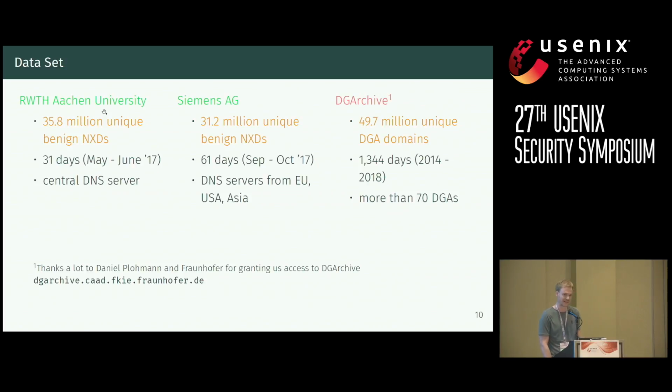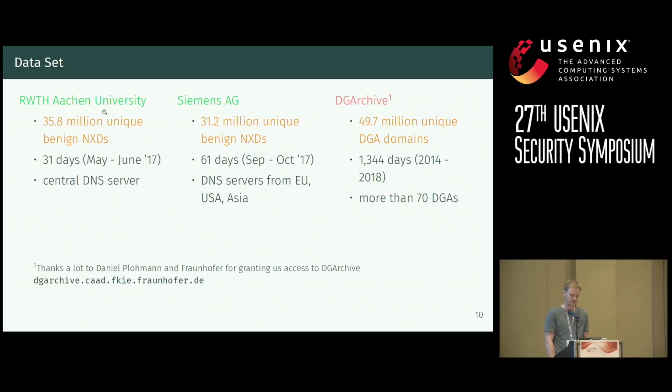First, I present our data sets we used for our laboratory experiments. As we require labeled data, we see here 3 data sources. The first one is from the central DNS server of University of Aachen. Here we were able to record 31 days of DNS and NX domain traffic and obtained 35 million unique benign NX domains.